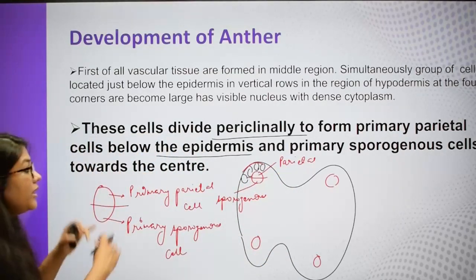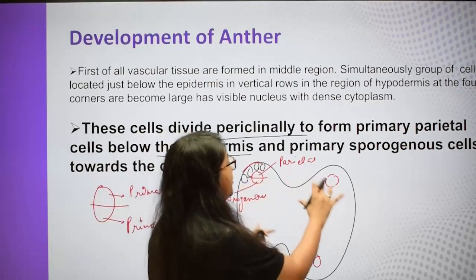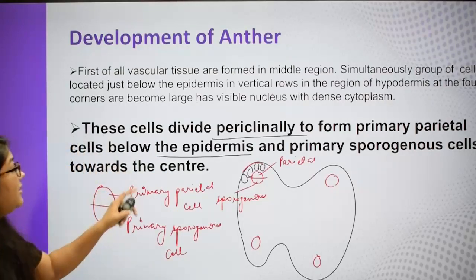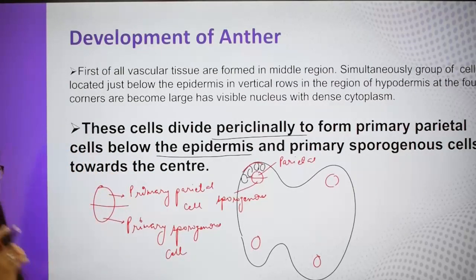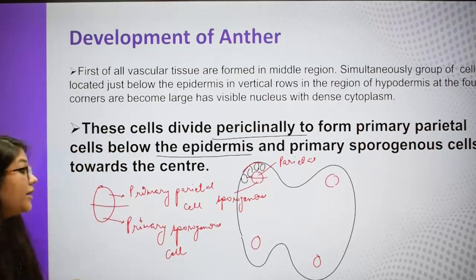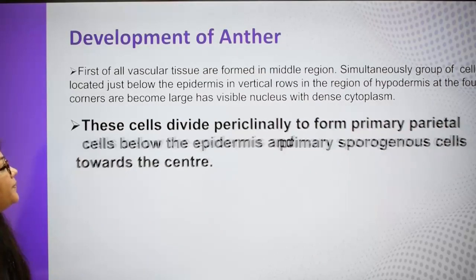So please remember what has happened till now. We got four prominent cells. These cells are called the archesporial cells, and in them division has happened. Periclinal division has happened, forming two cells: primary parietal cell and primary sporogenous cell.